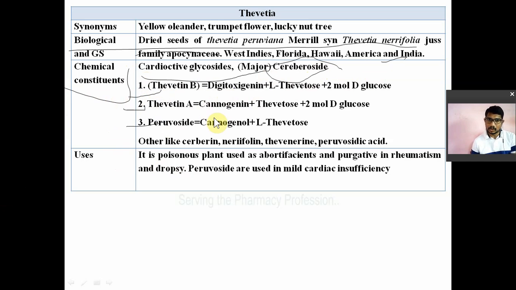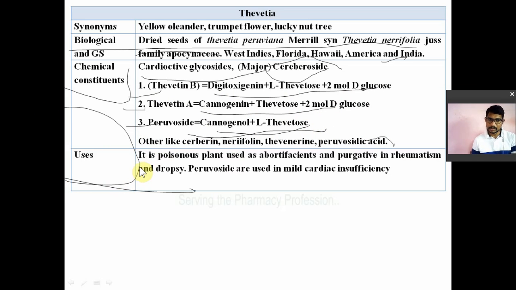Thevetin B on hydrolysis will give you digitoxigenin plus L-thevetose and 2 molecules of glucose. Thevetin A on hydrolysis will give you canogenin plus thevetose plus 2 molecules of glucose. Peruvoside on hydrolysis will give you canogenol plus L-thevetose. Other glycosides like cerberin, neriifolin, thevetin and peruvosidic acid are also present. They are less important.